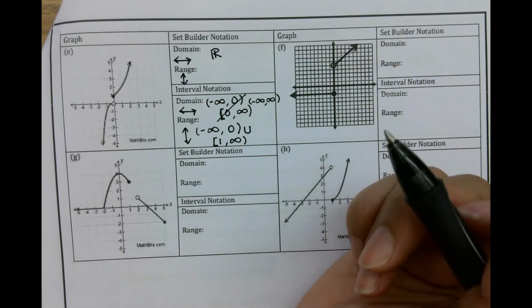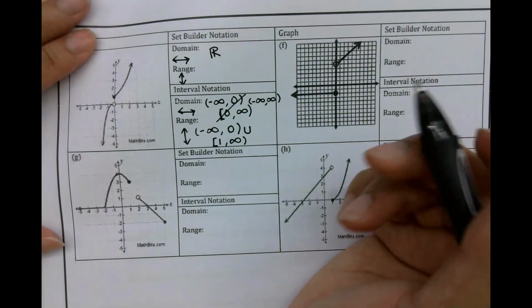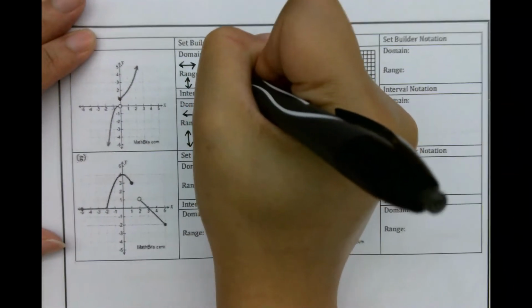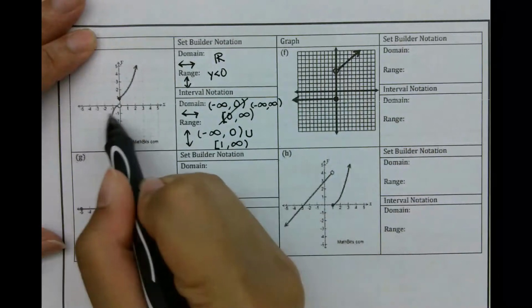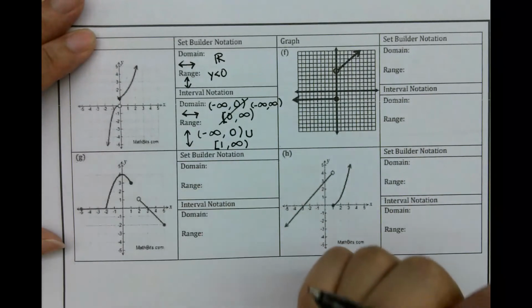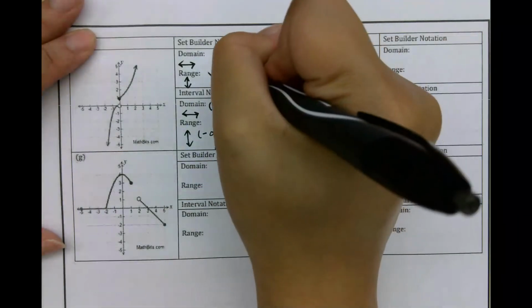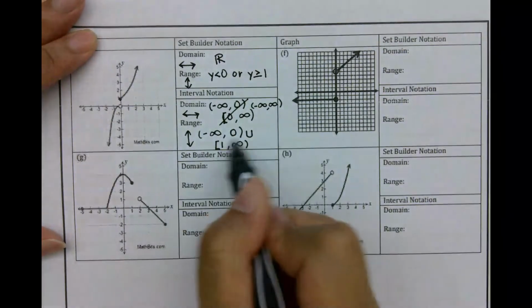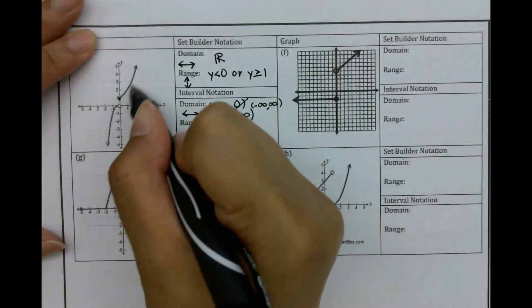Okay? So if I were to write this in set builder notation, it would be y less than 0. That covers this part of the graph. Or y greater than or equal to 1. That covers this part of the interval notation and this part of the graph.